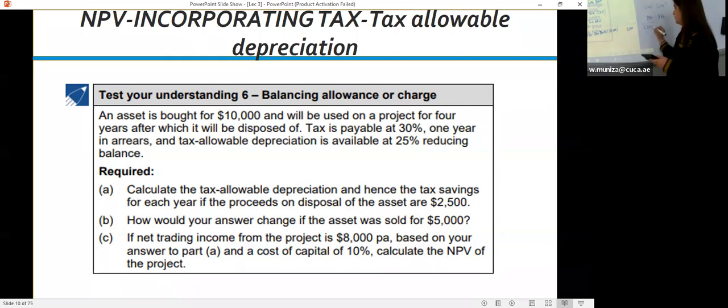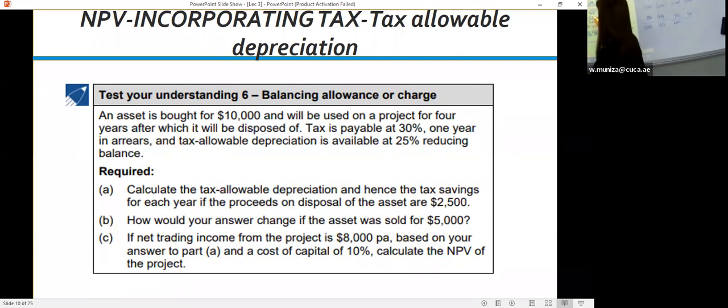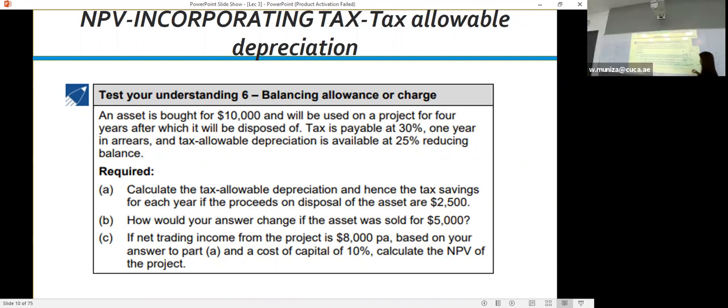$8,791. Okay, are you getting the same cash flows? Oh, one thing we have missed: the disposal proceeds. Have you written them? Yes. Disposal proceeds of 2,500.